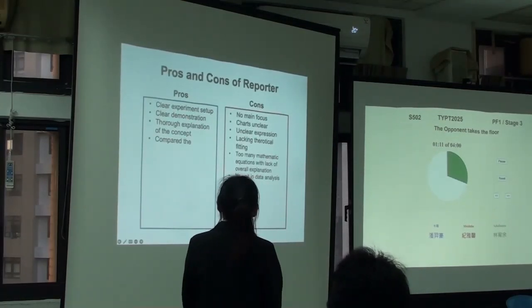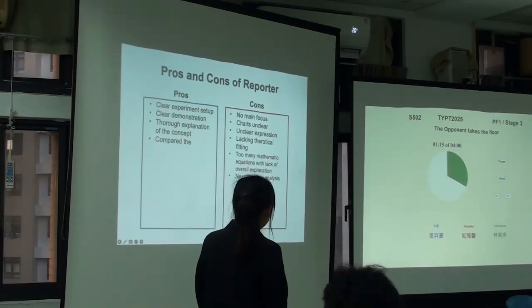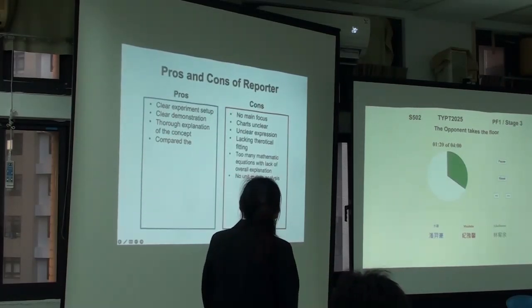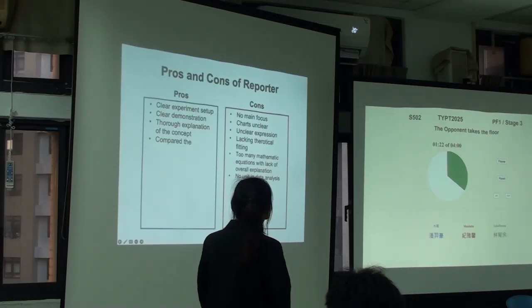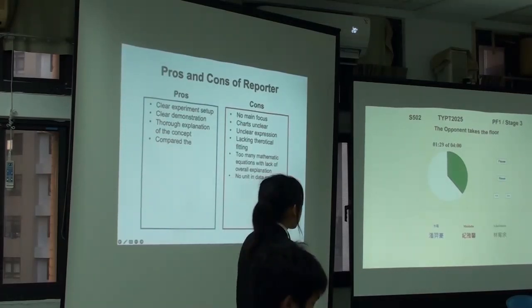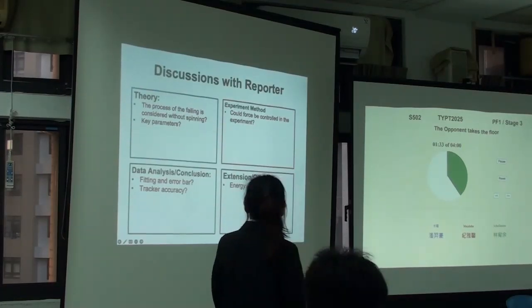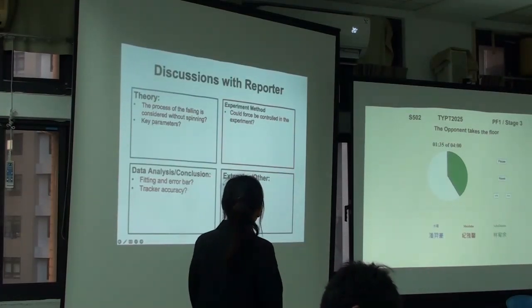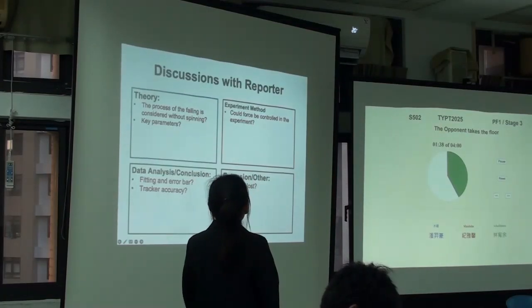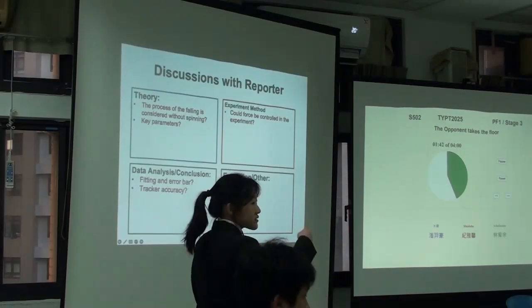For the pros, they have clear experiment setup and clear demonstration. However, they don't have page numbers, and there is a lack of theoretical fitting, and also they didn't consider the force in their data. And my discussion with the reporter is that for the theory part, can I go to the next stage?